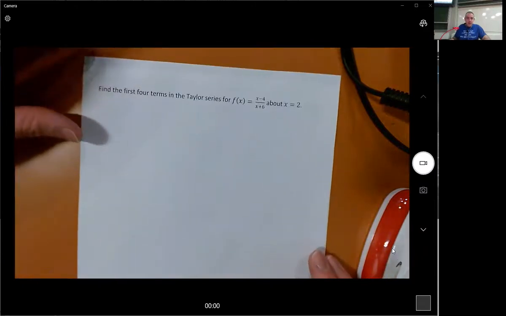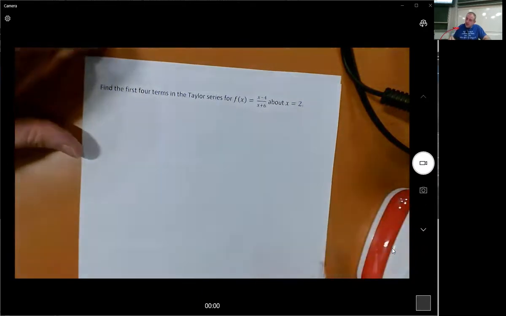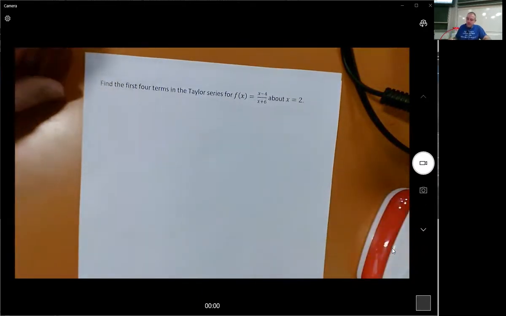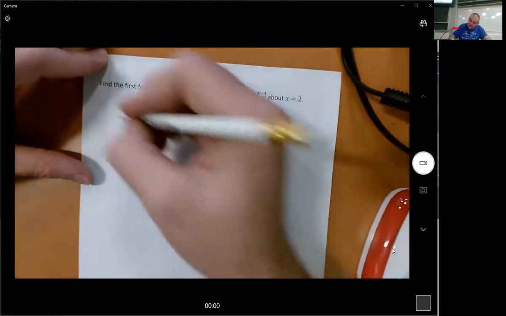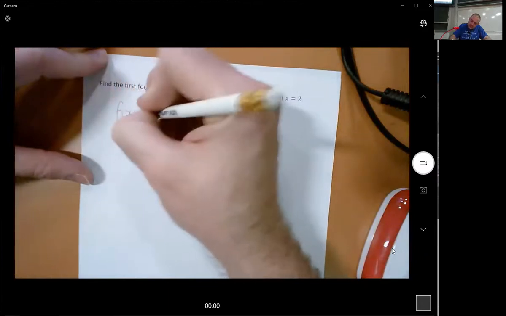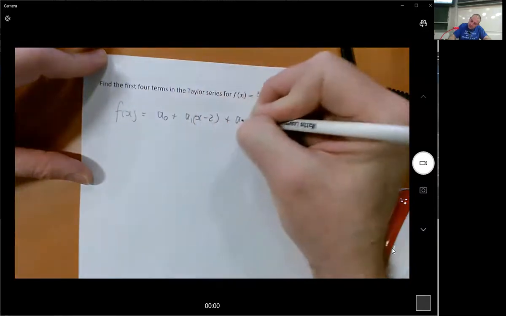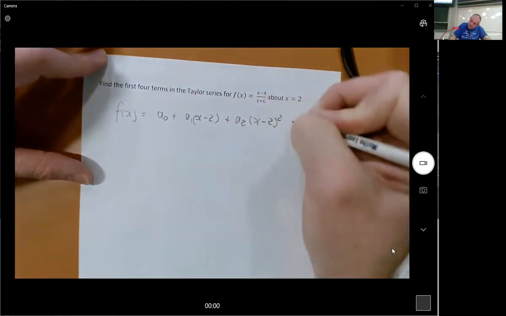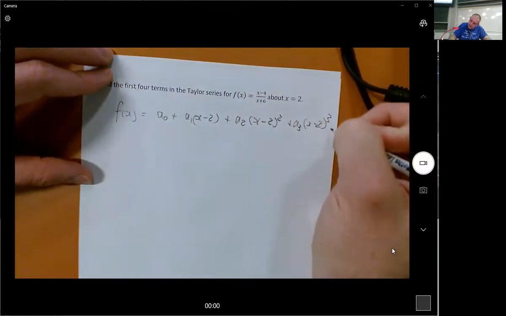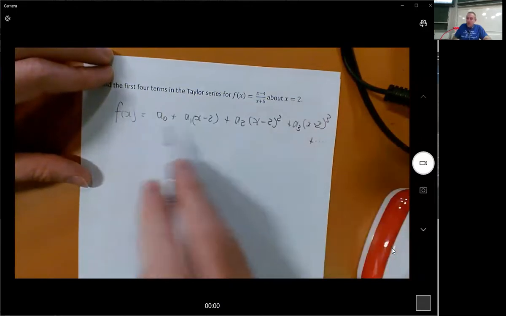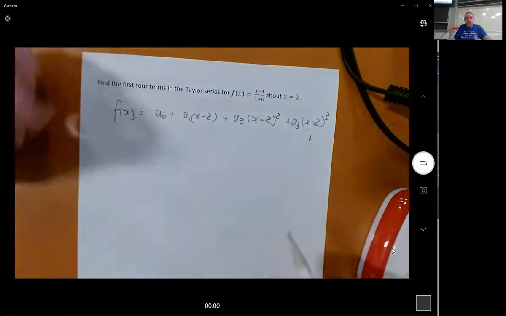Find the first 4 terms of the Taylor series for f of x is equal to the function x minus 4 divided by x plus 6 about x equals 2. Okay. So when I do a Taylor series about x equals 2, I'll be rewriting f of x as a0 plus a1 times x minus 2 plus a2 times x minus 2 squared plus a3 times x minus 2 cubed, etc. And they would be the first 4 terms. And these numbers here would be chosen based on the derivative of f.